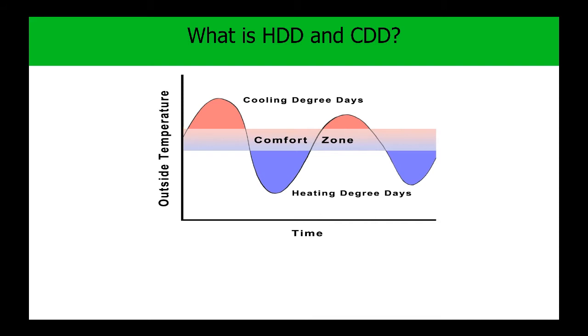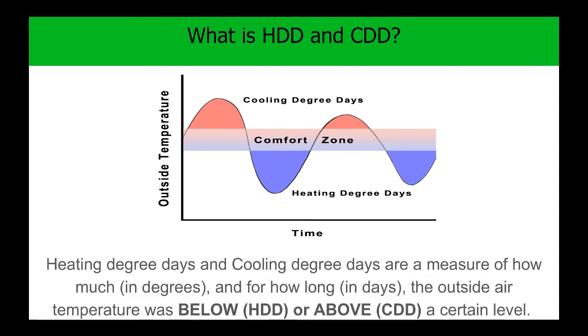So what are heating degree days and cooling degree days? Here's an explanatory graph, where you have the time on the x-axis and the outside temperature on the y-axis. If you have your comfort zone, the heating degree days are the degrees and the days below a certain threshold, and the cooling degree days are the degrees above a certain threshold. So effectively, when you may want to turn on the heating or the air conditioning.